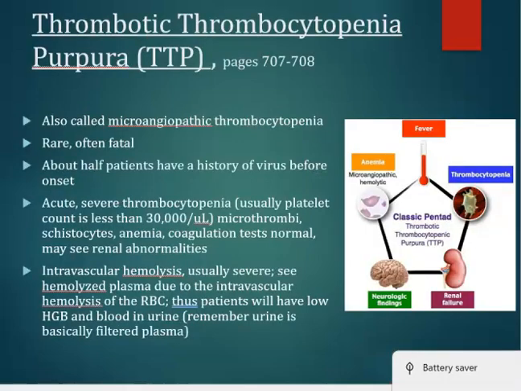Next is TTP, or thrombotic thrombocytopenic purpura, also called microangiopathic thrombocytopenia. It's rare. It's often fatal. About half of these patients usually have some type of history of a virus before they are diagnosed with TTP. It's usually acute with severe thrombocytopenia, and the platelet count is usually less than 30,000. And there are several other symptoms and lab findings that are associated with TTP that are listed here that you can read through on your own.